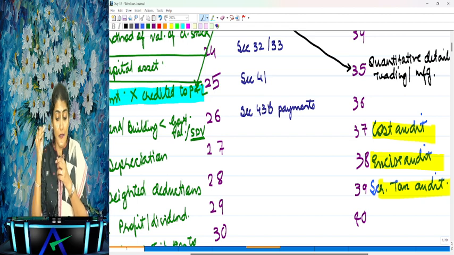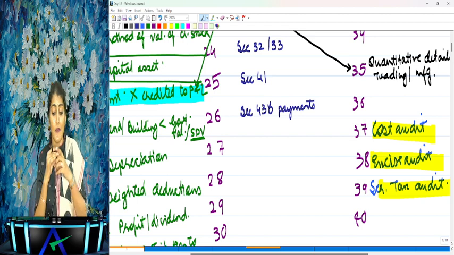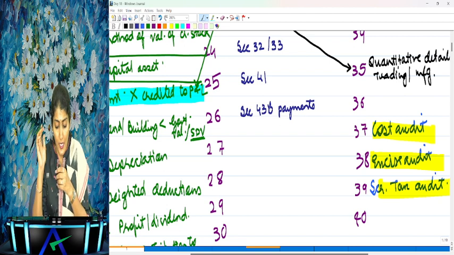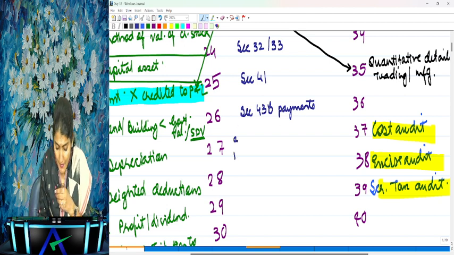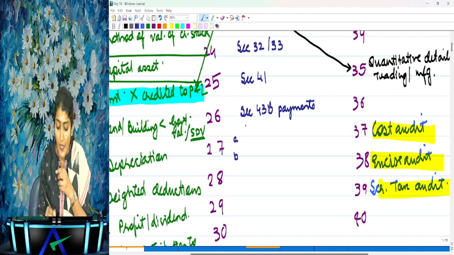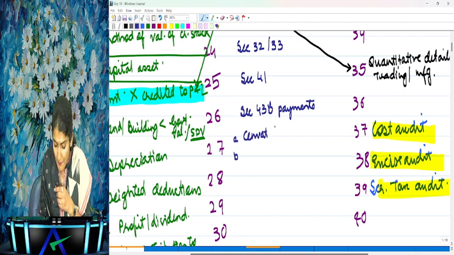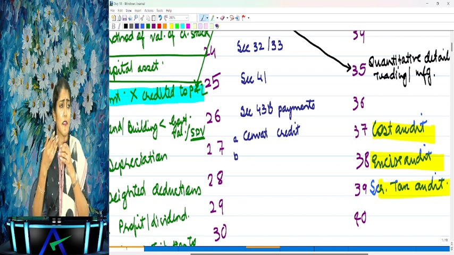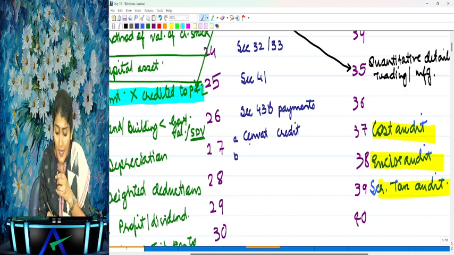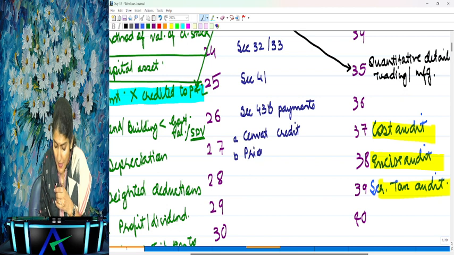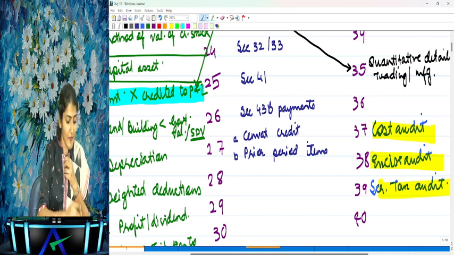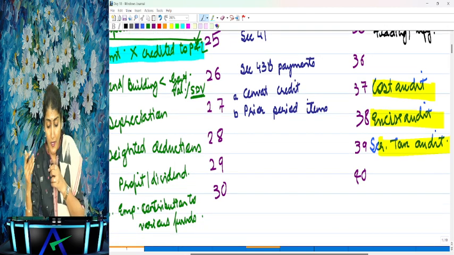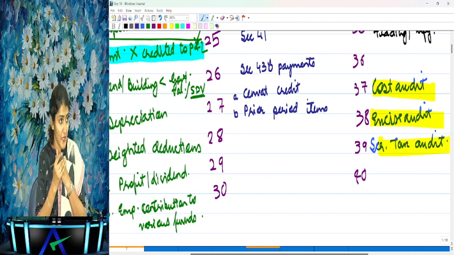Right. So 26 is regarding the 43B payments, where certain deductions are allowed only on the actual payment basis. Then 27 has 27A and 27B. 27A is regarding the Senvat credit, or now it is the GST ITC, and 27B is regarding the prior period items. So 27A Senvat credit, 27B the prior period items. Are you understanding that?